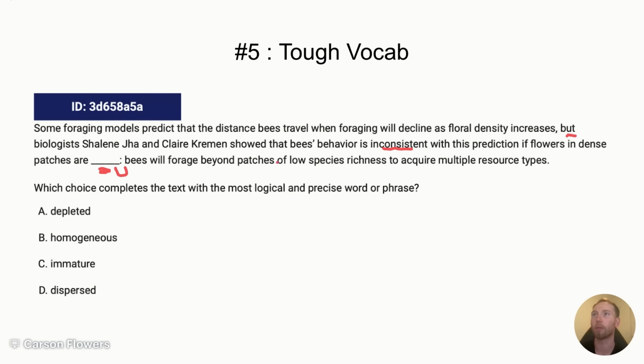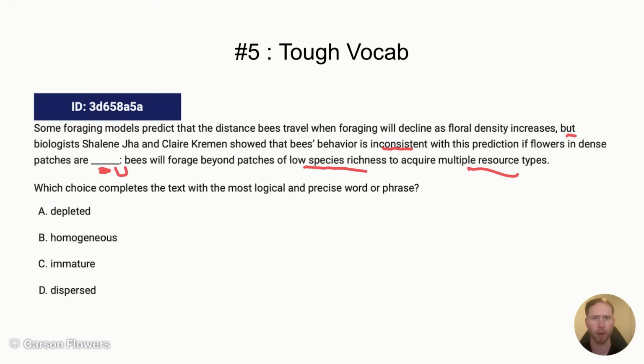Bees will forage beyond patches of low species richness to acquire multiple resource types. So in the beginning, it's saying that bees won't travel far as floral density increases. So the more flowers, the less they travel. But this isn't true because when it's low species richness, they have to go far, probably to get a variety of flowers, which is mentioned here as the multiple resource types.